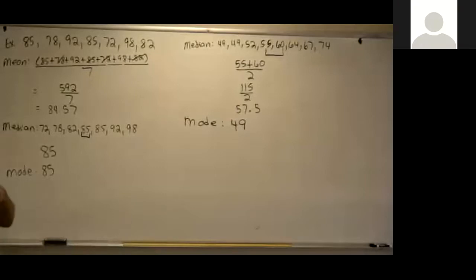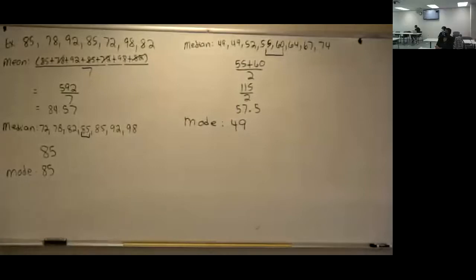So, mean, median, mode, correlations. Strong, negative, no correlation, right? The more it looks like a line, the stronger that correlation is. Okay?